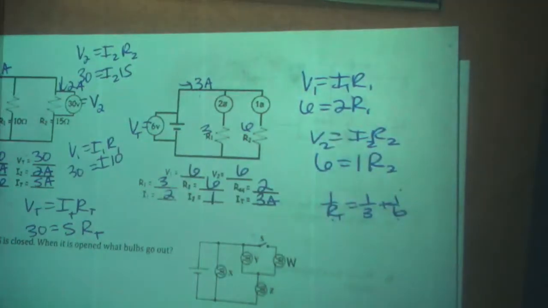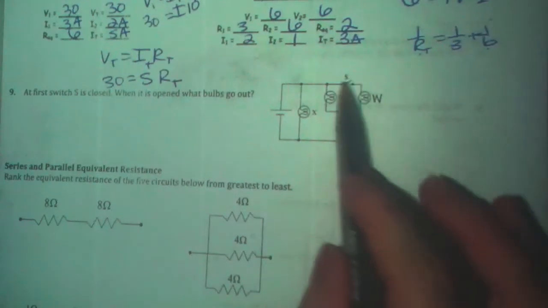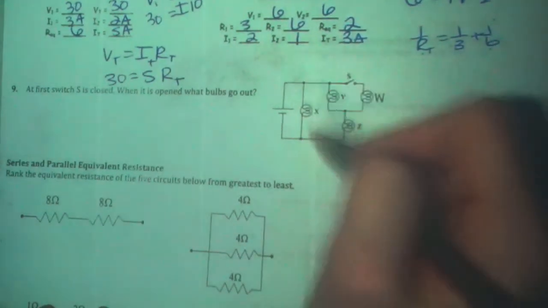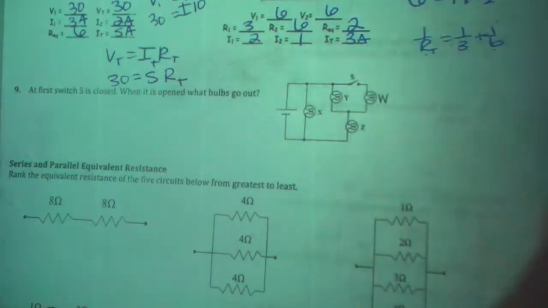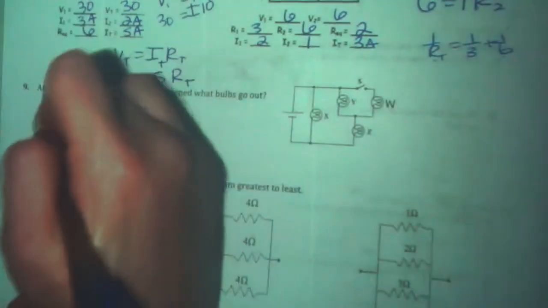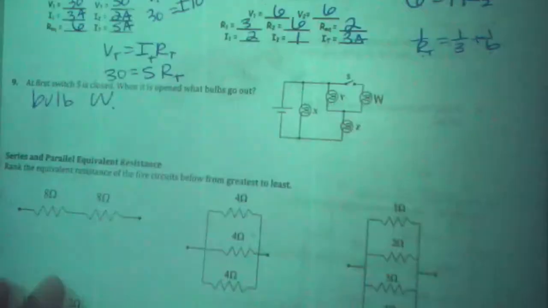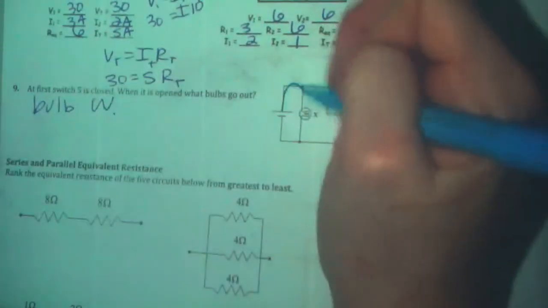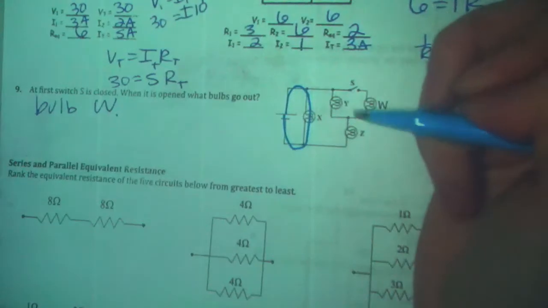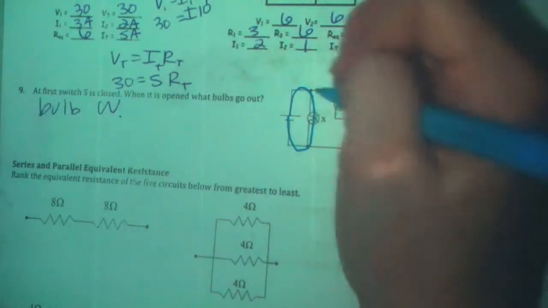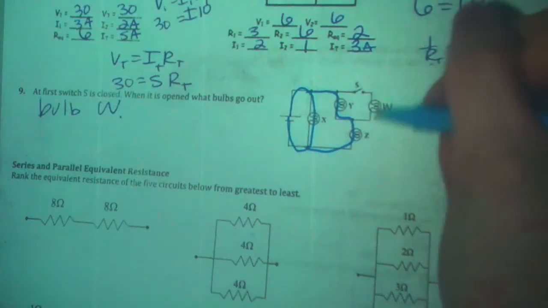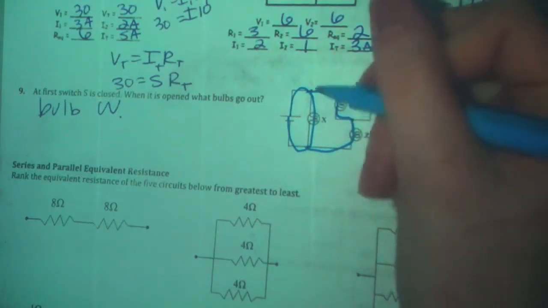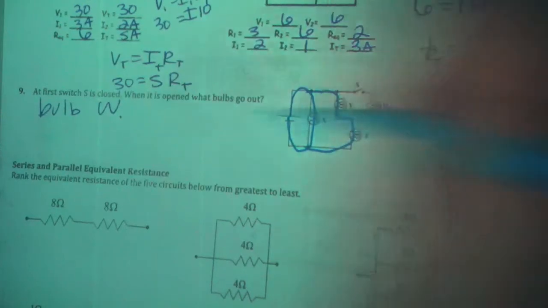That works as well. Number 9, at first, switch S is closed. So right now it's closed. There's current going through all of the bulbs. When this switch is opened, what bulbs go out? Well, bulb W is going to go out because current can still definitely go through this loop. So bulb X is still going strong. If I open the switch, I can still get through here. The only thing that's not able to go through is bulb W. So current's going through all the other ones, only W goes out.